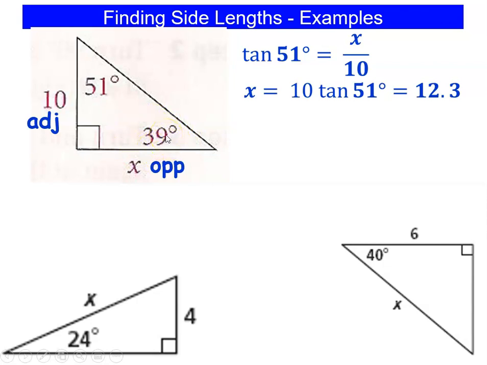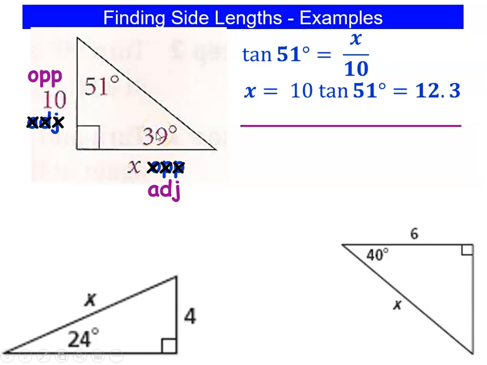If I want to use 39 degrees, well, that 10 is no longer adjacent to 39. It's actually opposite the angle 39 that I've locked in. And the x is not opposite, it's adjacent to 39. So to show you those trig ratios lock in and are dependent on the angle you choose. So here's the second way we could have done this problem.